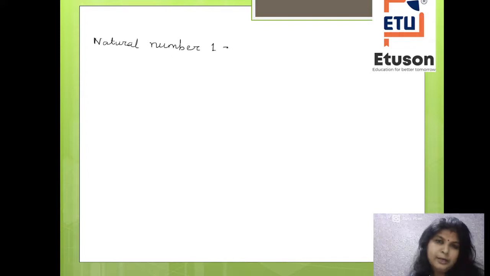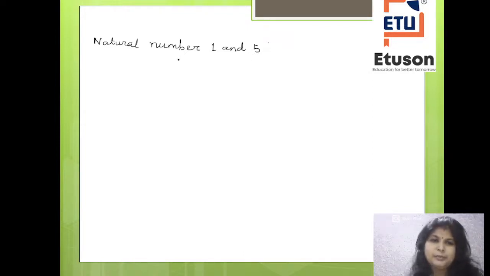Before going to rational numbers, I will ask you a question about natural numbers. Suppose you have the natural numbers 1 and 5. Can you write down the natural numbers in between 1 and 5? Yes. So what are the numbers which are in between 1 and 5?